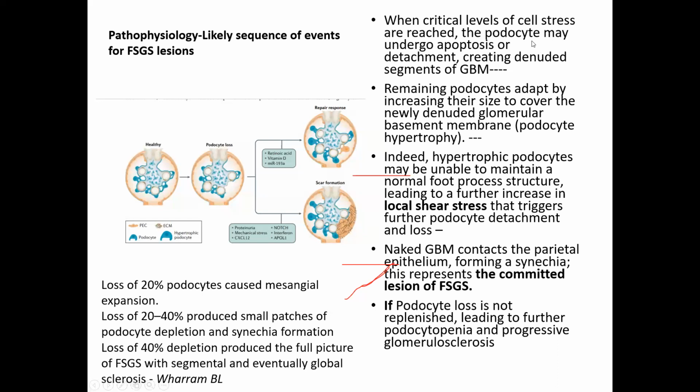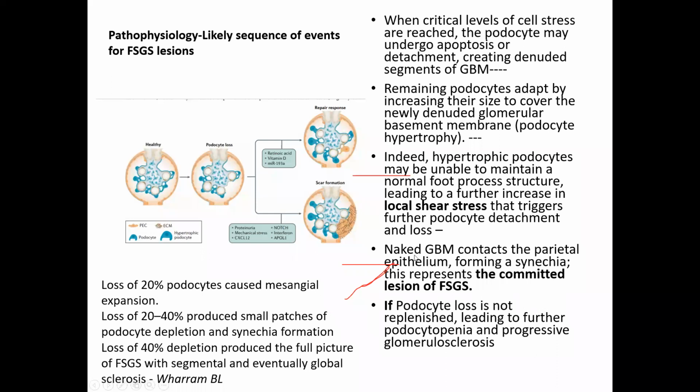As a result of injury, the podocytes may undergo apoptosis and detachment, which creates denuded segments of glomerular basement membrane. Initially, the remaining podocytes adapt by increasing in size to cover the newly denuded glomerular basement membrane. So the podocytes initially undergo hypertrophy, but these hypertrophic podocytes may be unable to maintain normal foot process structures, leading to further increased local shear stress that triggers further podocyte detachment and loss.